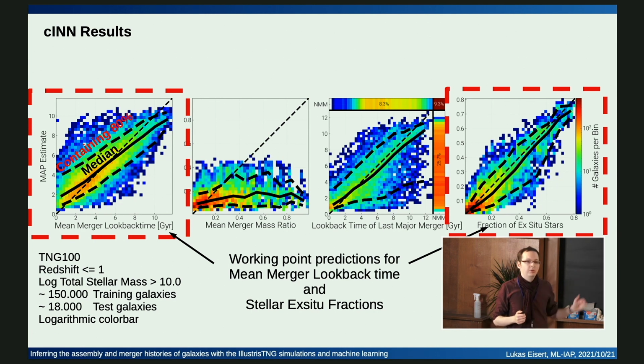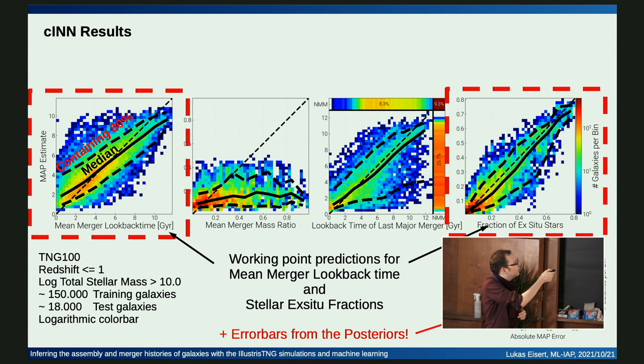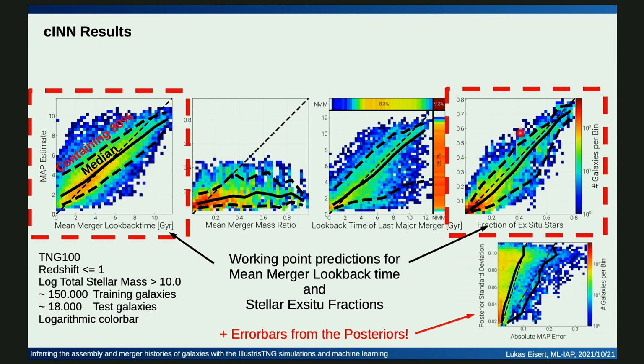Now, this is only the map, and now I can go back to the posteriors. What I did now, for example for the ex situ stars, is look if that error around the best case, the diagonal, is related to the standard deviation of the posterior. So I've plotted the posterior standard deviation against absolute map error. And you see that for small posterior standard deviation, there's also a small map error, and for large posterior standard deviation, there's a large map error.